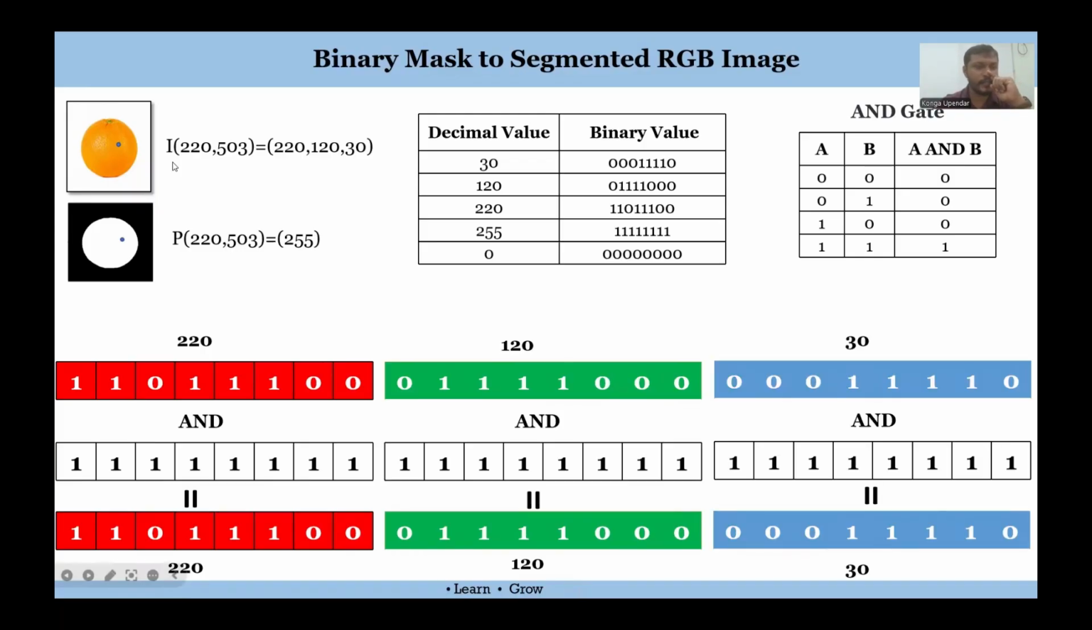So like this, when you use the AND gate between the fruit pixel region and the binary mask's white portion, we get exactly the fruit pixels only as output. Please understand this. Now we will see the background pixels also.